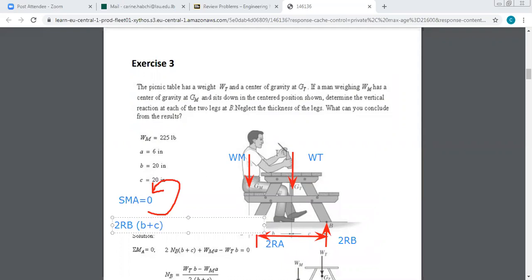Now, the weight of the table is having a moment in the clockwise direction, so it is minus WT times which distance? If I look at my figure, the distance between this point and the weight of the table is equal to B. So it is times B.